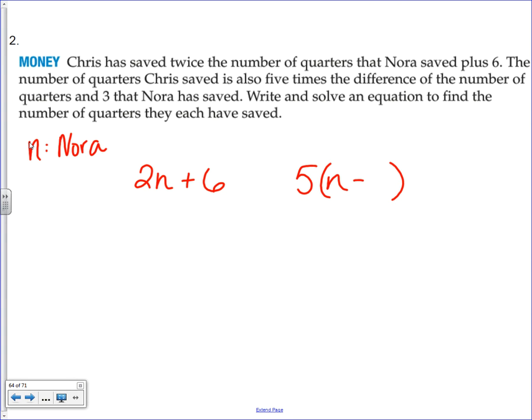Aren't we using N for Nora? And 3. So I'm going to put a 3 on the other side. So I have these two representations. These are Chris, right? Everything here is about Chris. Same Chris or two different Chris's? Same Chris. So we're going to set them equal to each other because it's the same dude.